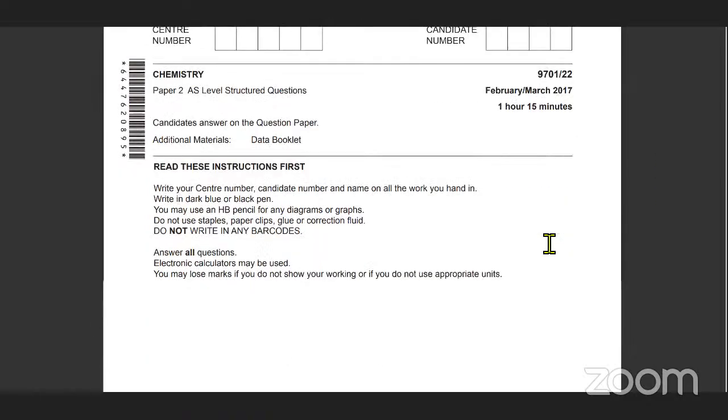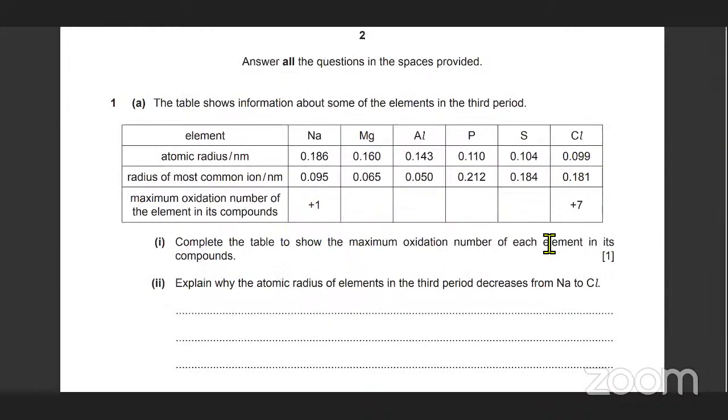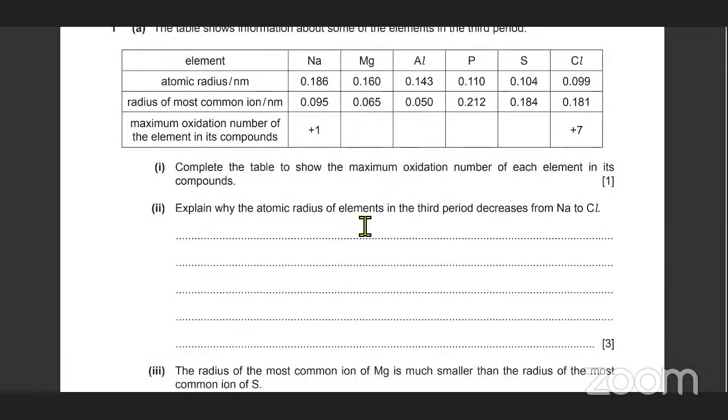Now, starting with the first question, it's mainly about inorganic. It says complete the table showing the maximum oxidation states of all the substances. So write what the oxidation states are. Mg is +2 obviously, Al is +3. From phosphorus onwards, variable oxidation states start. Phosphorus is +3 as well as +5. Remember that phosphorus has two different oxides, P4O6 and P4O10.